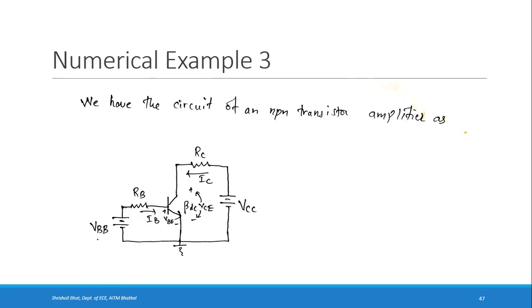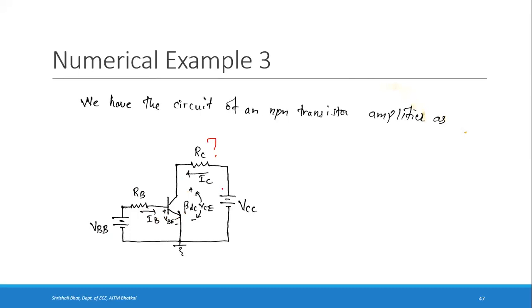So VBB is given to us, VCC is given to us, RB is given. We are asked to find the value of RC, right? We are asked to find the value of RC. So how to do this? This is the circuit, and these are different parameters, resistances, voltages, and currents. So based on this, you can find it.